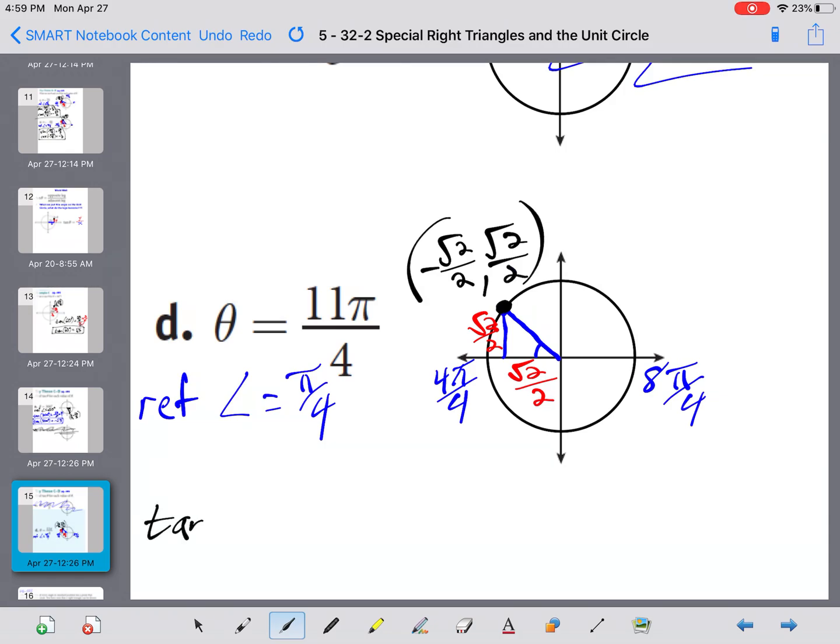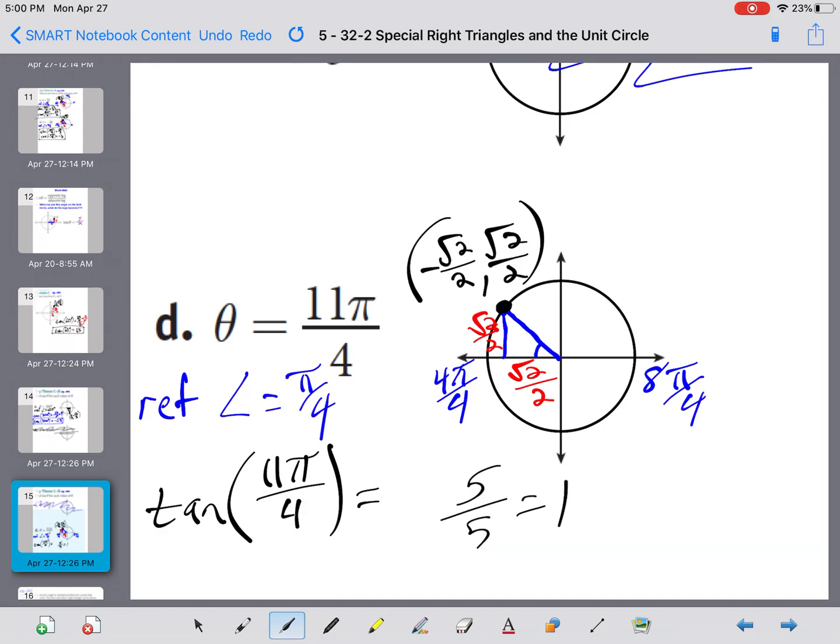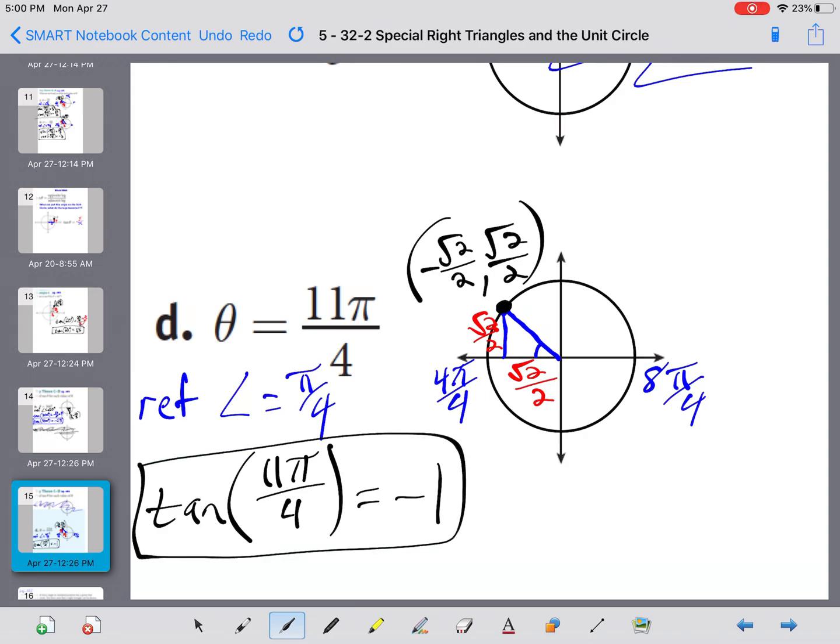Okay? So the tangent of this point, tangent of 11 pi over 4, is the y over x. Now guys, don't do more work here. You don't have to cross multiply or anything. You have root 2 over 2 divided by negative root 2 over 2. You know that 5 over 5 is 1. You know that negative 2 over negative 2 is 1, right? So for these 45-degree reference angles, pi over 4 reference angles, it's going to be the same thing over the same thing. It's going to be root 2 over 2 and root 2 over 2. If one's positive and one's negative, the tangent is just negative 1. Done. Tangent of 11 pi over 4.